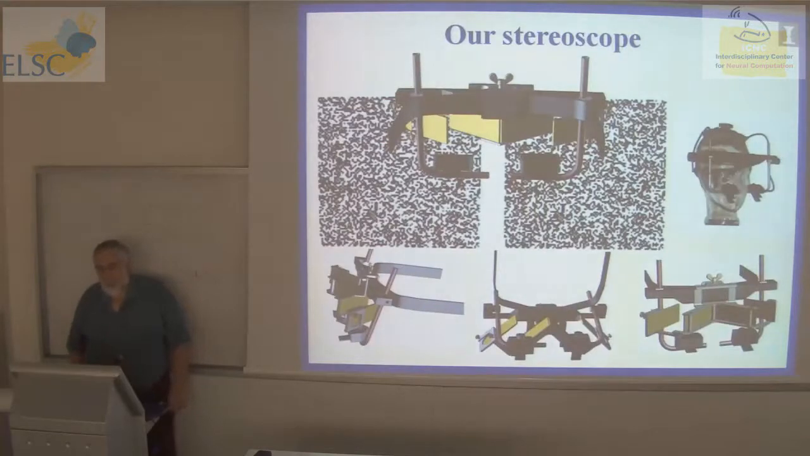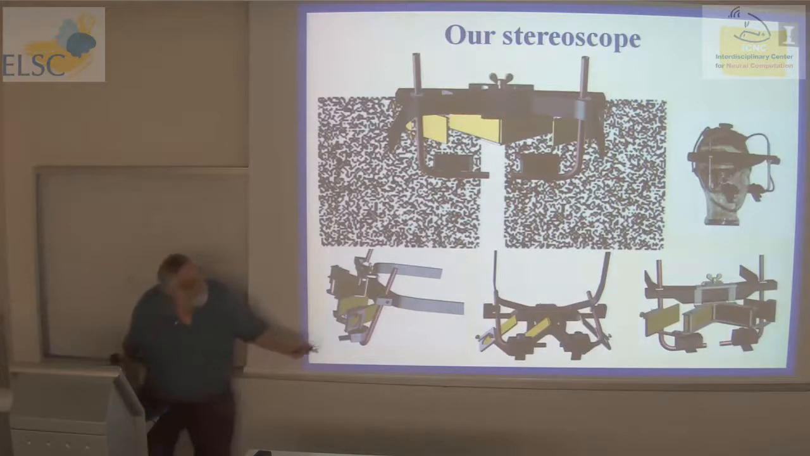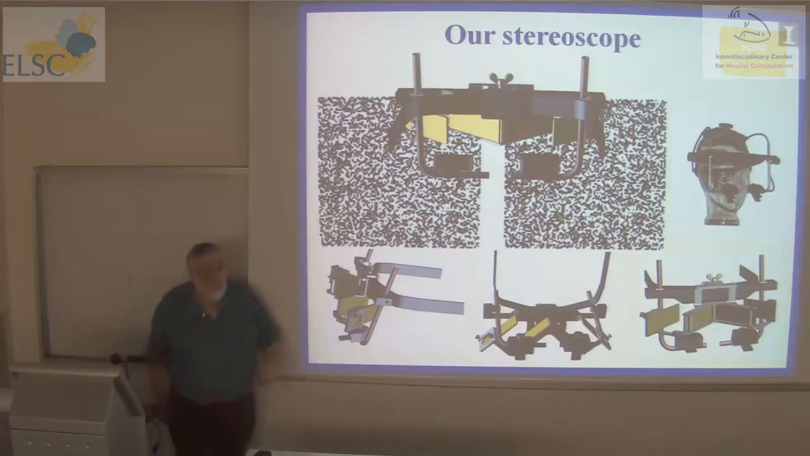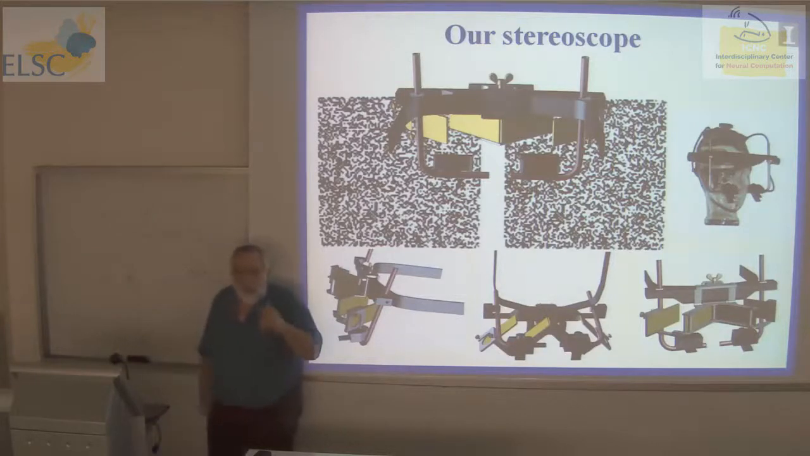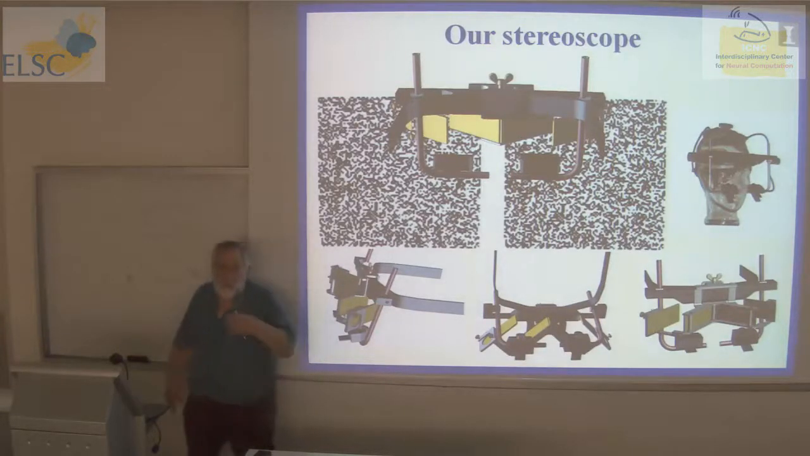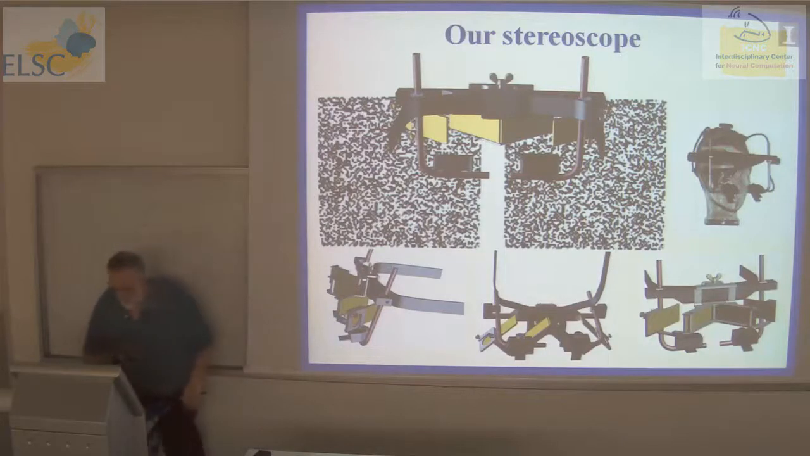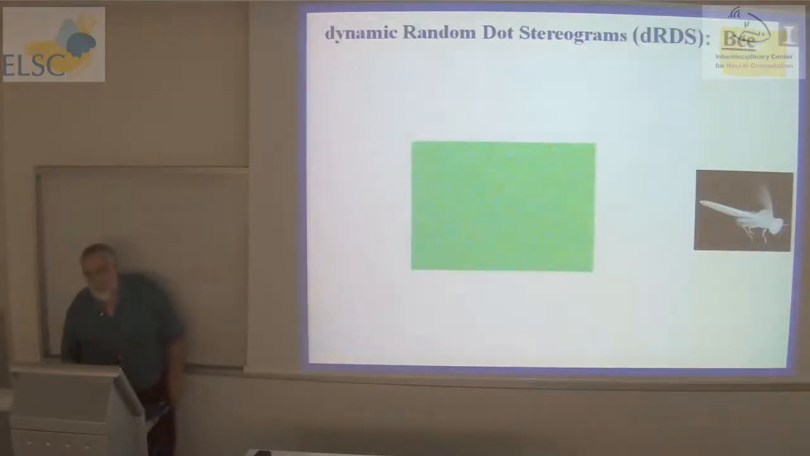And we built a special stereoscope that goes on the eye tracker. So you see it here. This is the eye tracker, and on the eye tracker, we put the stereoscope. So we can measure eye movement while each one of the eyes looks at a different image. And this is, for example, one of the images.